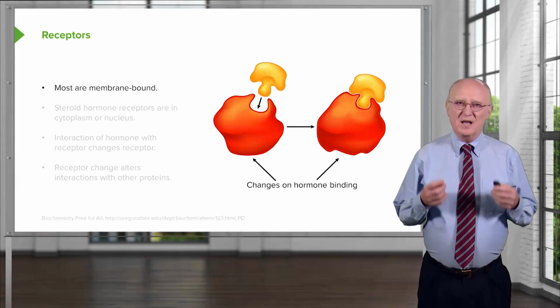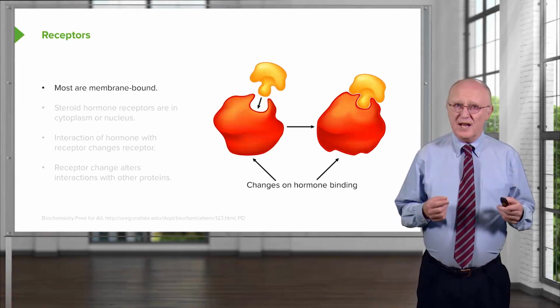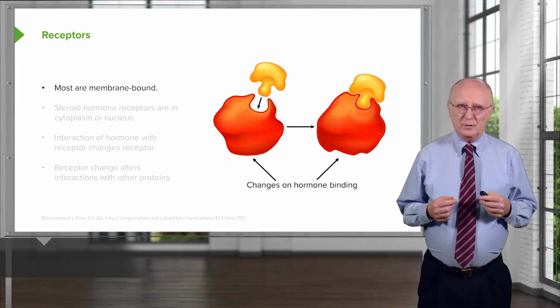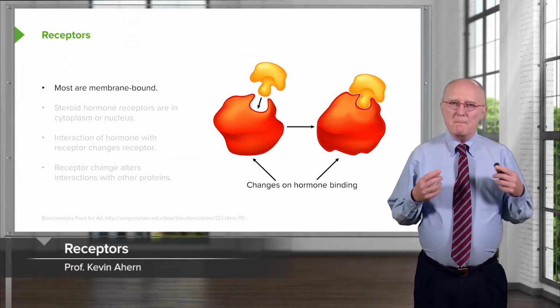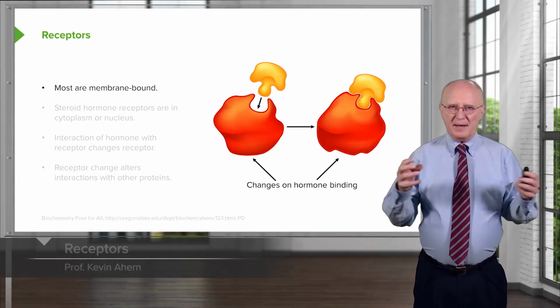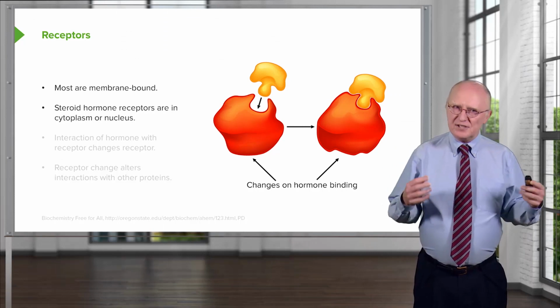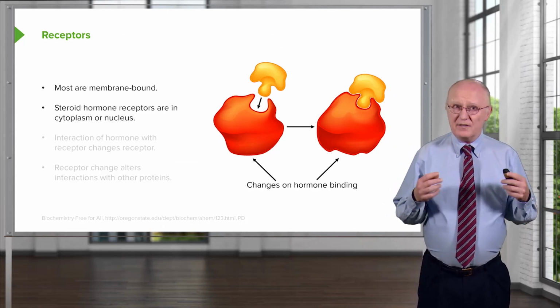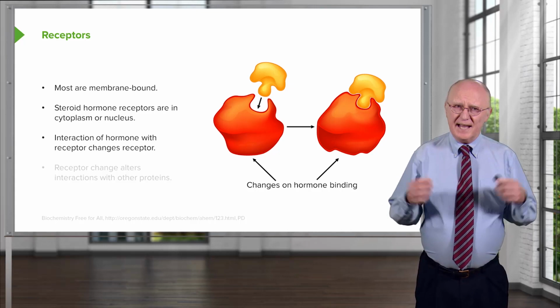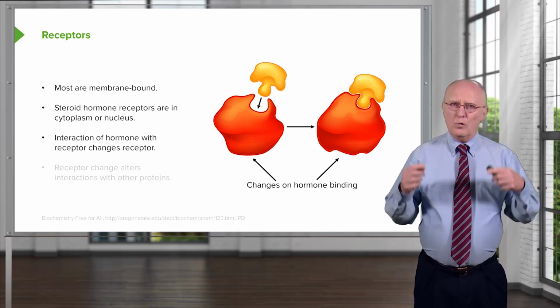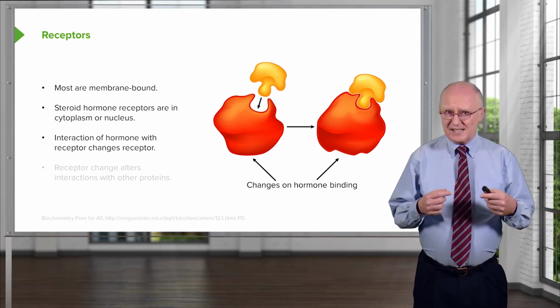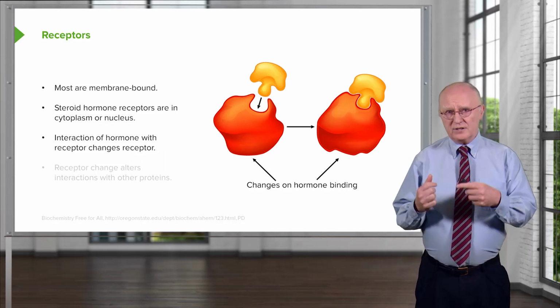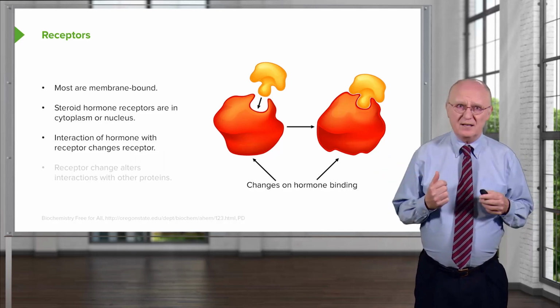This picture depicts a hormone receptor in orange and a hormone in yellow that binds to it. Now, as I said earlier, most hormone receptors are membrane-bound, embedded in the membrane, and most steroid hormone receptors are found in the cytoplasm or nucleus. It's the interaction of the hormone with the receptor that causes the signal which the hormone is communicating to ultimately be exerted inside of the cell.